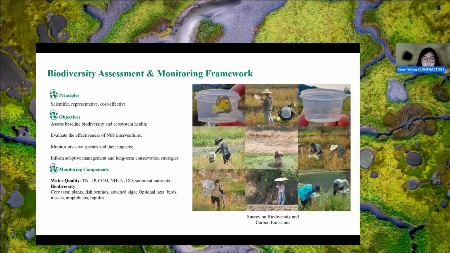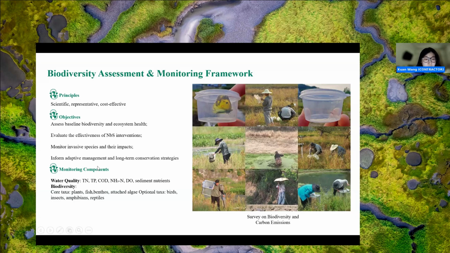Guided by these principles, we have established clear objectives. Primarily, we aim to assess the baseline biodiversity and ecosystem health to understand the starting point. This baseline is crucial to evaluate the effectiveness of our nature-based solutions interventions. Furthermore, a key focus is to monitor the presence and impact of invasive species. Ultimately, all collected data is designed to directly inform our adaptive management process and shape long-term conservation strategies.